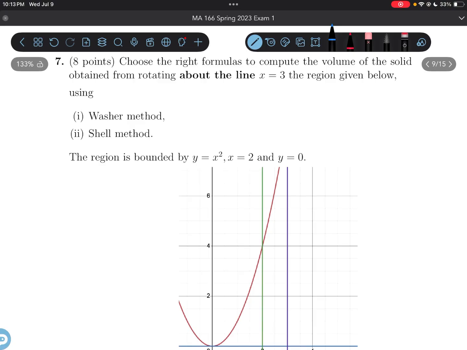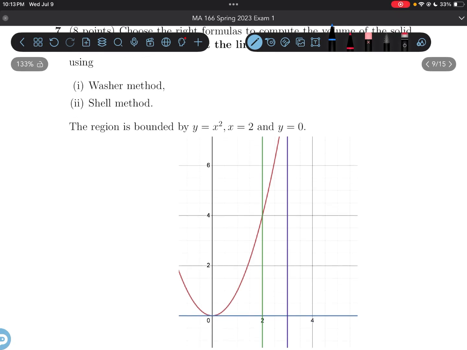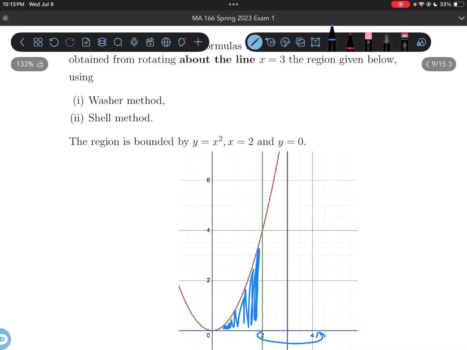Alright, question 7 says, choose the right formulas to compute the volume of the solid obtained from rotating about the line x equals 3, the region given below, using the washer method and the shell method. Okay, so the region in question is bounded by y equals x squared, x equals 2, and y equals 0. So this is our region, and we're going to rotate it this way, about this line over here, the line x equals 3.